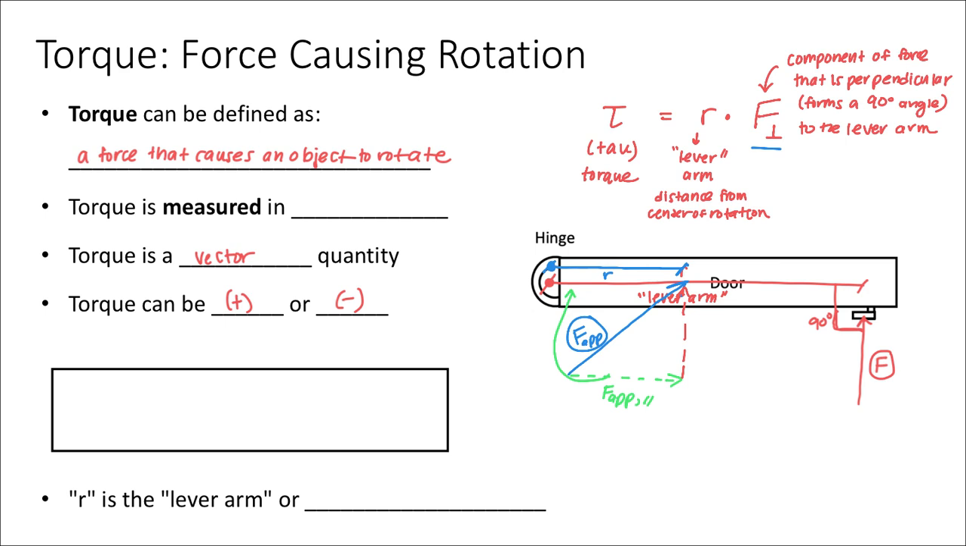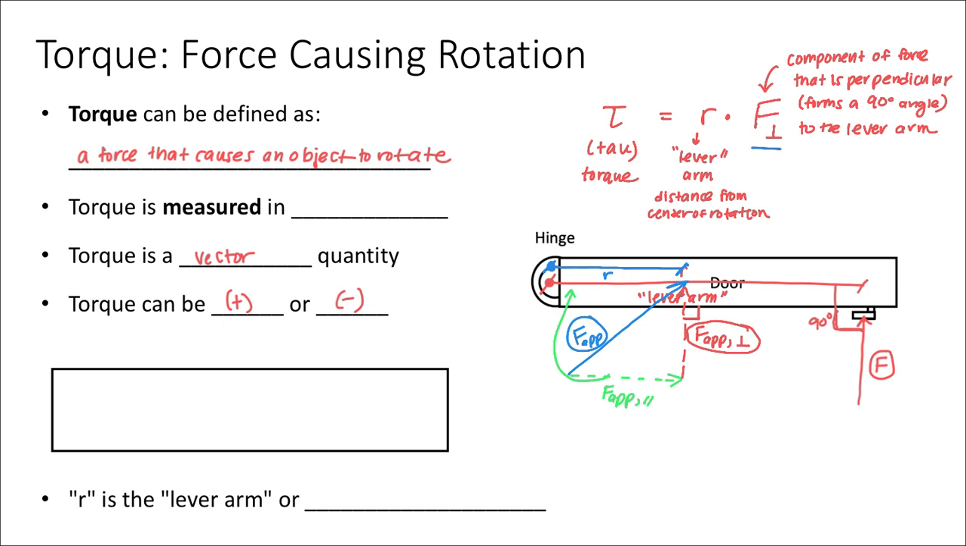By the same logic, this component would be the perpendicular component because it forms a right angle with the door. So this is the component that I need to use when calculating torque. I cannot use the entire force because only part of it is perpendicular, and only the perpendicular part is actually responsible for causing the door to rotate.